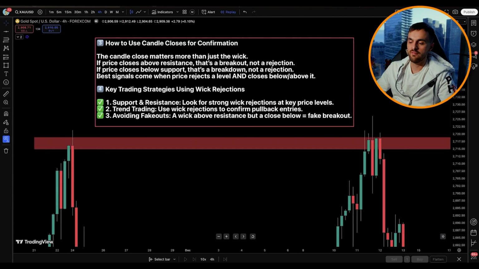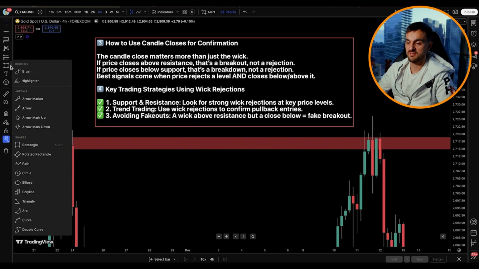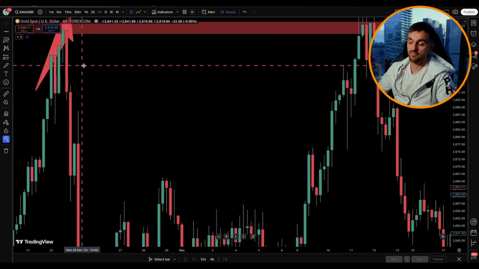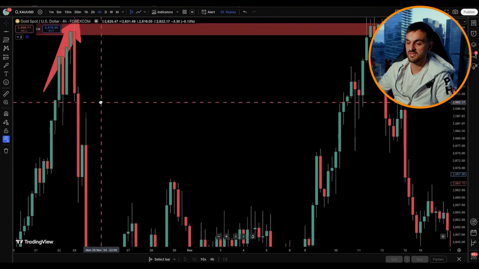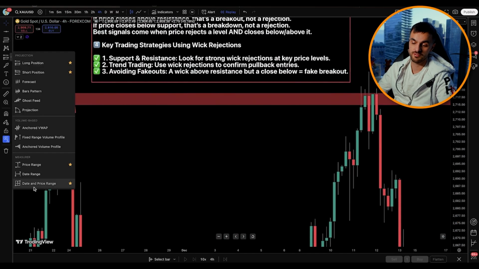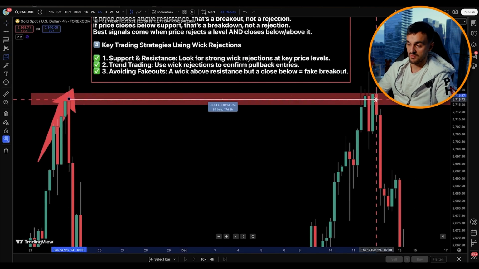All right, guys, so now we have an example of a resistance here. You can see gold pushed all the way up to this level. And what did it do? Traded down for a while. The market didn't actually come back for how many days is this? We can even use a tool here on TradingView, date and price range, to measure the date. You can see 17 days later the market comes back.